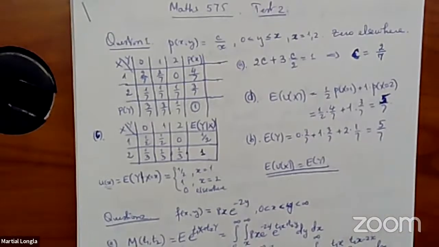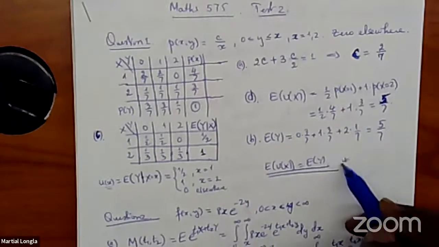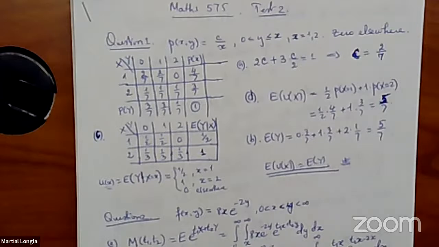the expected value of y that you found in the second question, which is supposed to be the case because the expected value of the expected value of y given x is supposed to be equal to the expected value of y. So these two answers are equal. If you don't find that they are equal, then perhaps your work is not correct.